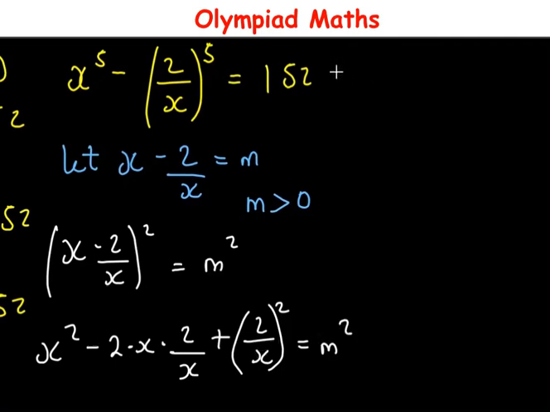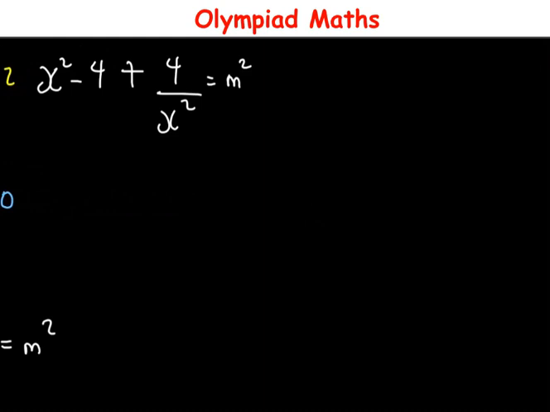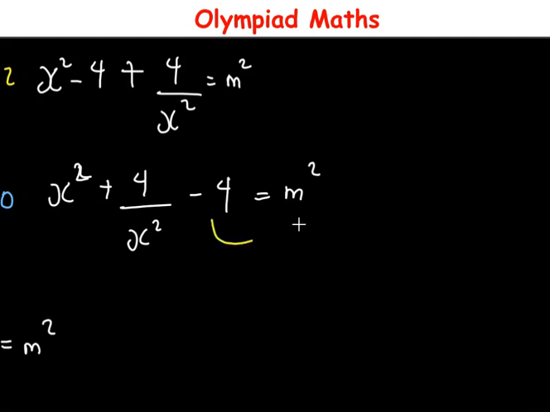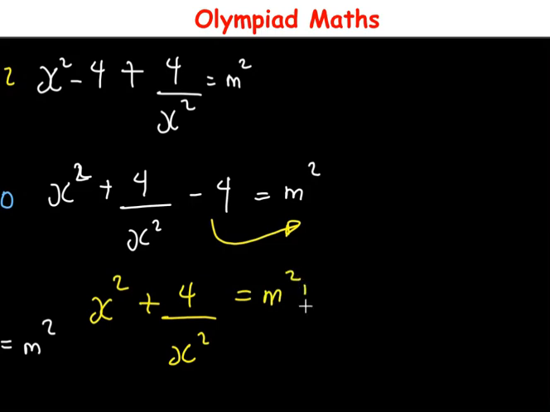From here, we have x squared minus, x cancels x, 2 times 2 is 4, plus 2 squared is 4 over x squared, and this equals m squared. If we rearrange this, we have x squared plus 4 over x squared minus 4 equals m squared. Moving minus 4 over to this side, we have x raised to power 2 plus 4 over x squared equals m squared plus 4. We call this equation 2.